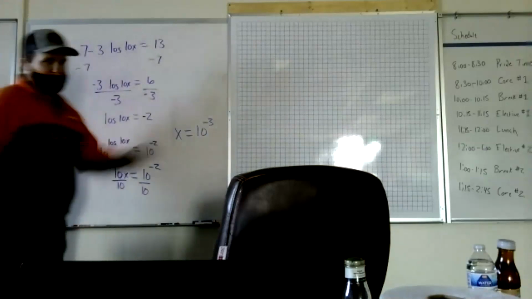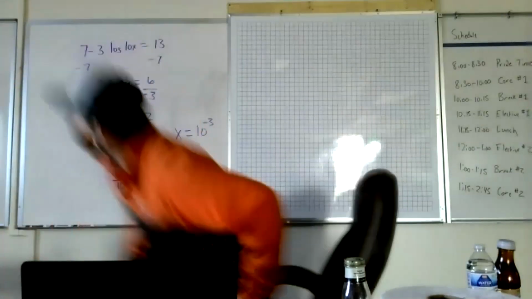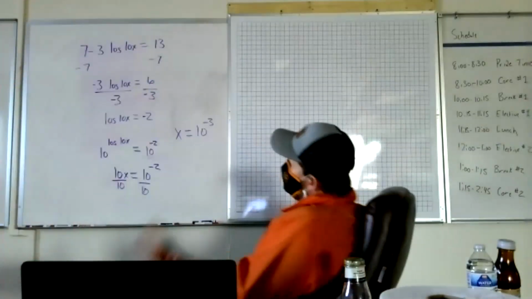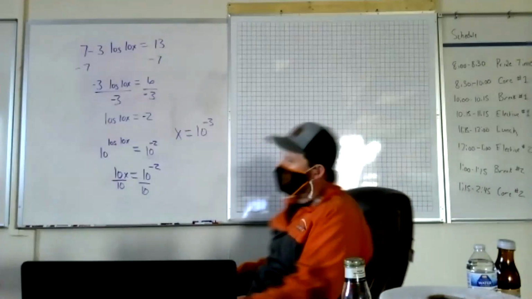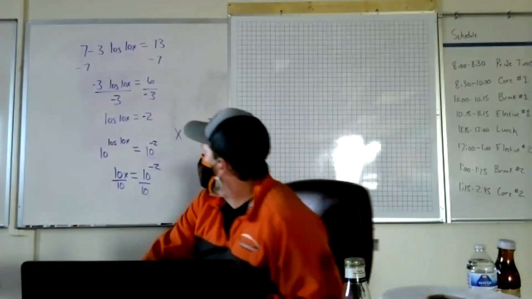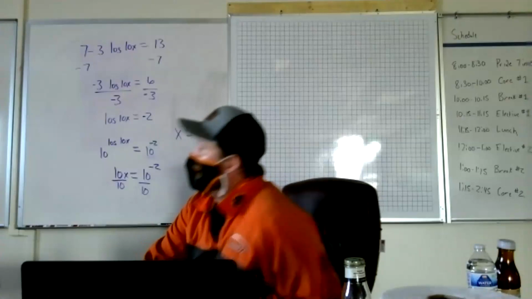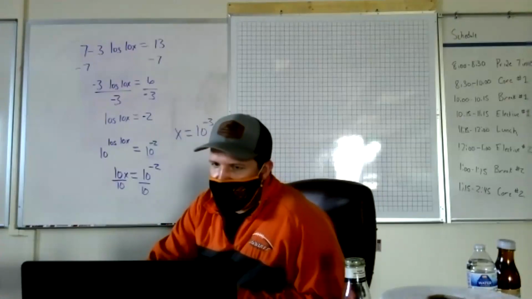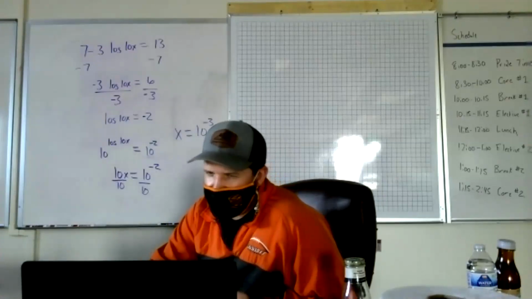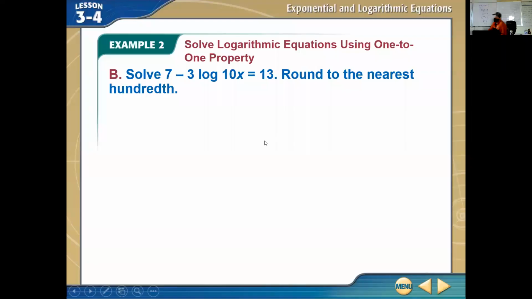But that should be our final answer. But you can see this one, I couldn't really write it into exponential format. I would have had 10 to the negative second is equal to 10x, and then I would have divided there. So I could have, but it's just a little easier to use my inverse property.